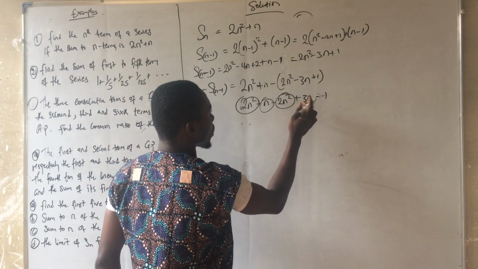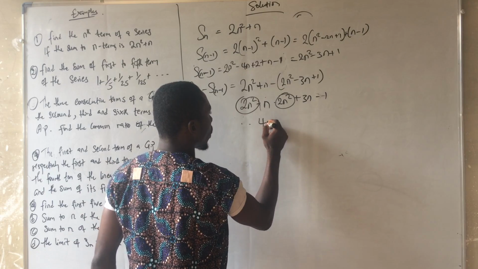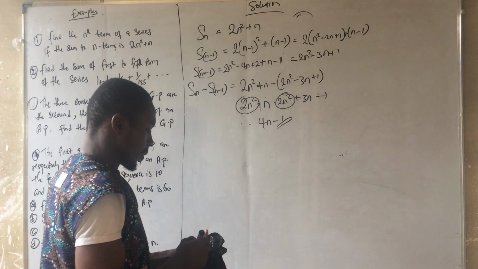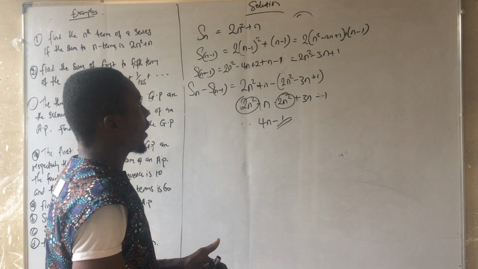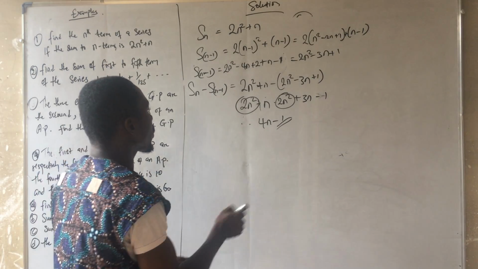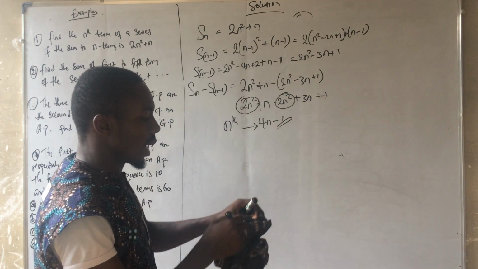So now 3n plus n is going to give me 4n. So 4n minus 1 is my answer, and that is the answer to this. So now here, this is the nth term.